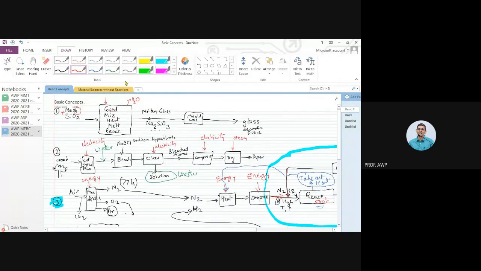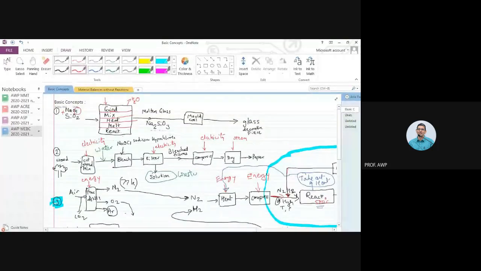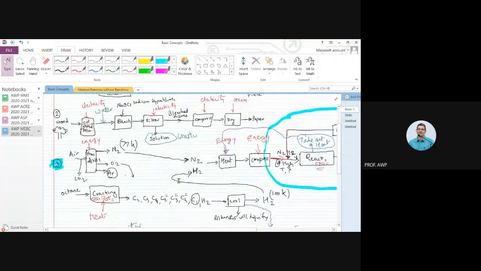So if you're trying to make glass, grinding itself is one process. Then mixing is another process. Heating is another process. Melting is another process. Reacting is another process. Right? For wood, cutting is another process. Mixing is another process. Isn't it? If you're making ammonia, fractional distillation is one process. Cracking is another process. Heating is another process. Compressing is another process.